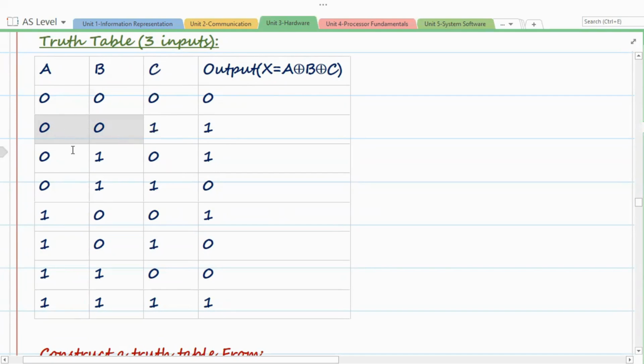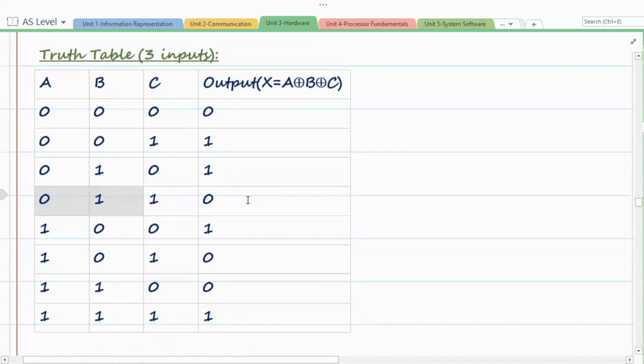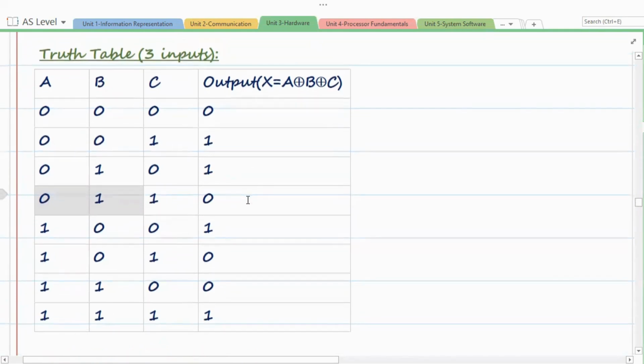So here, the next one, if you see, this is 0, 1. That means it is 1 as an output, and 1 and 0 is 1. Okay. Here, 0 and 1 gives you 1, but then 1 and 1 gives you 0. Okay. So that is how this is the truth table with three inputs.